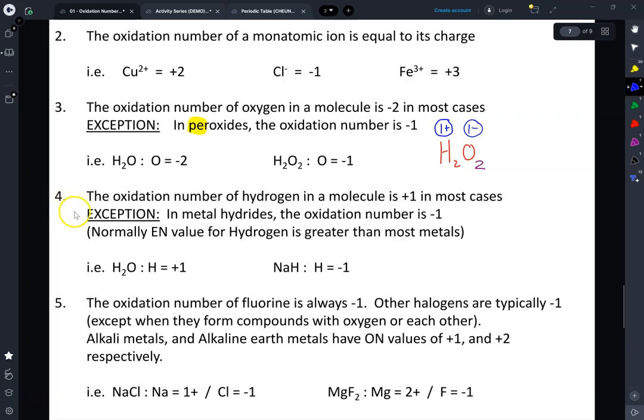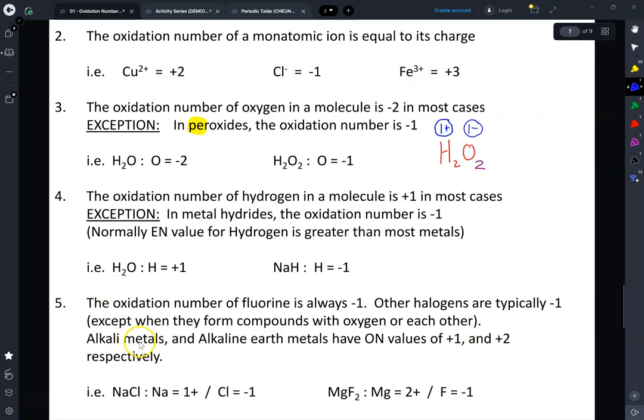Rule number 4 deals with hydrogen. Normally hydrogen has an oxidation number of 1. If the hydrogen is bonded to a nonmetal or an anion, then it is a +1 oxidation number. If the hydrogen is bonded to a metal or a cation, then its oxidation number is a -1 instead. For rule number 5, the oxidation number of fluorine is always -1. When it comes to the other halogens, they too will typically have a -1 oxidation number. However, there will be some instances where that won't be true, like when they form compounds with oxygen or each other. This will make more sense when we introduce rule number 6.